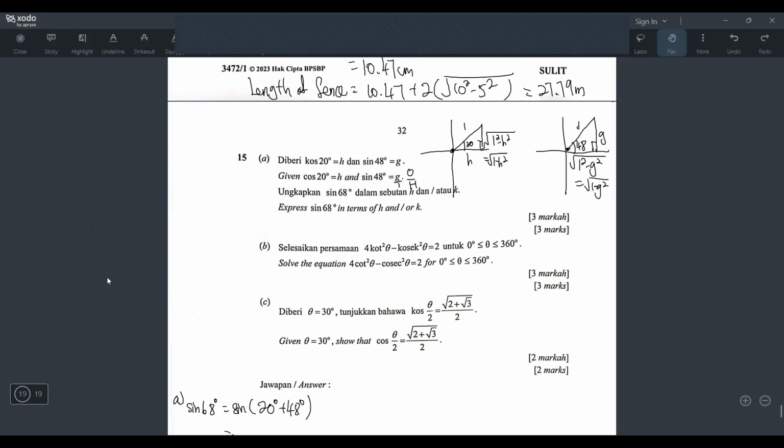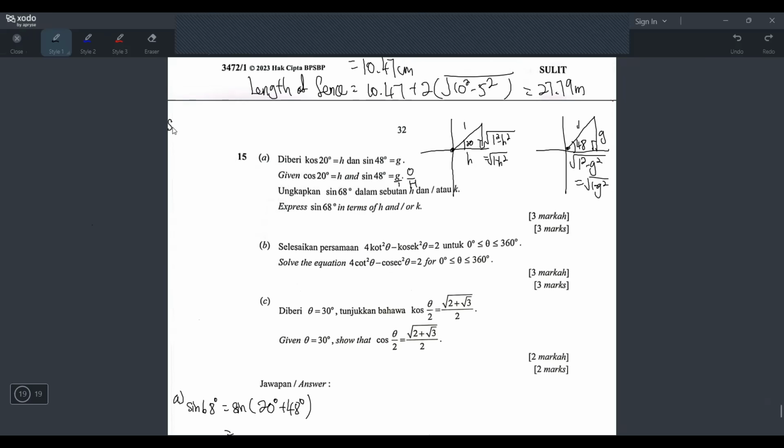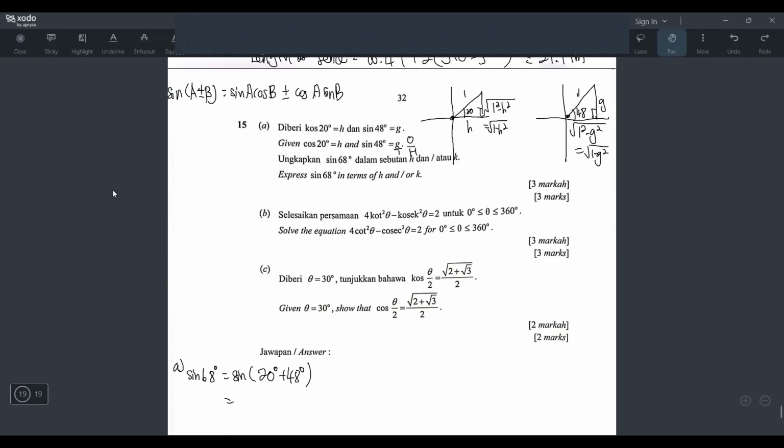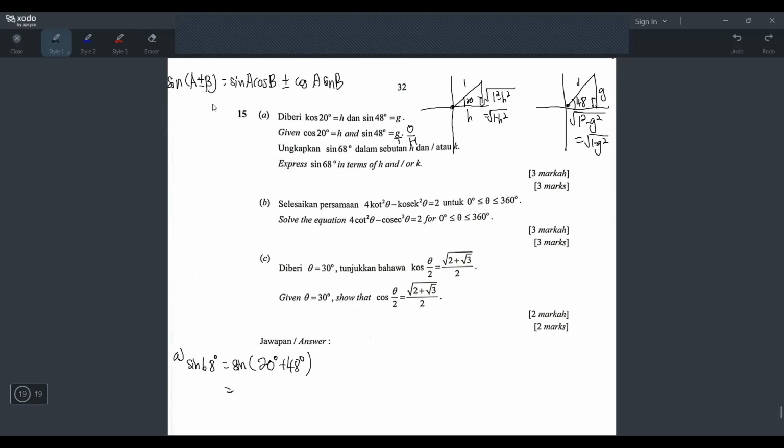Now I will use the addition angle formula, which is the sine A plus minus B formula. What is the sine A plus minus B formula? It will be sine A cos B plus minus cos A sine B. This is the addition angle formula. There's another one for cos and tangent as well, but I will only be using this formula for this question. This is the formula that you need to hafal in addition angle.